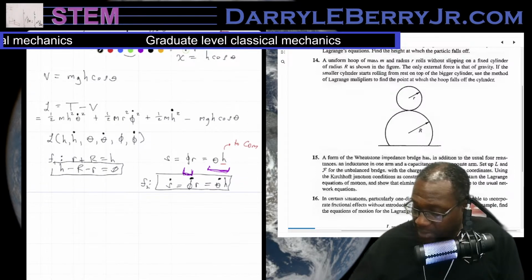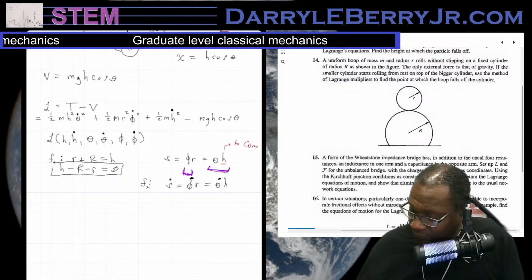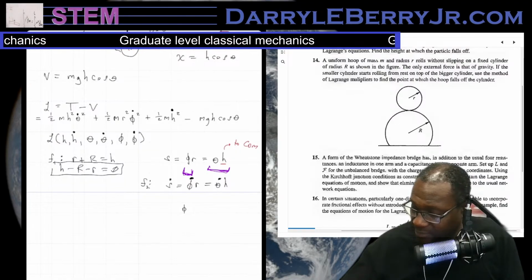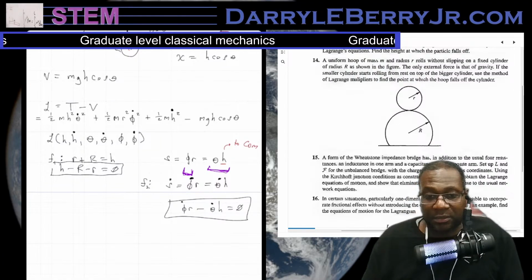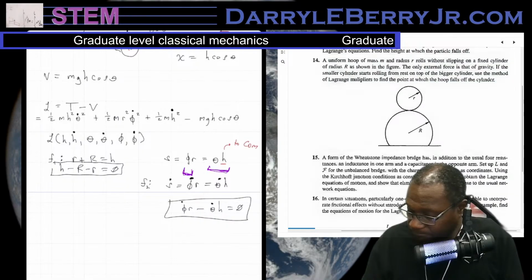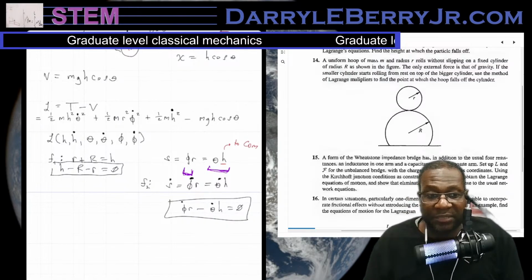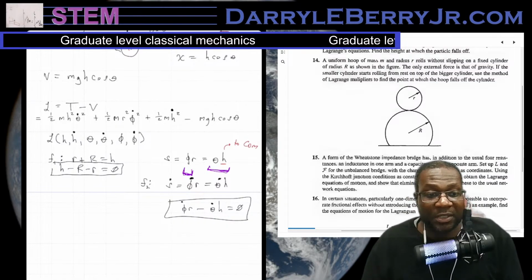And put it into the proper form actually before I box it. We'll have phi dot R minus theta dot H equals 0. And that becomes our second constraint equation. All right, so now we have everything we need to start solving the problem.